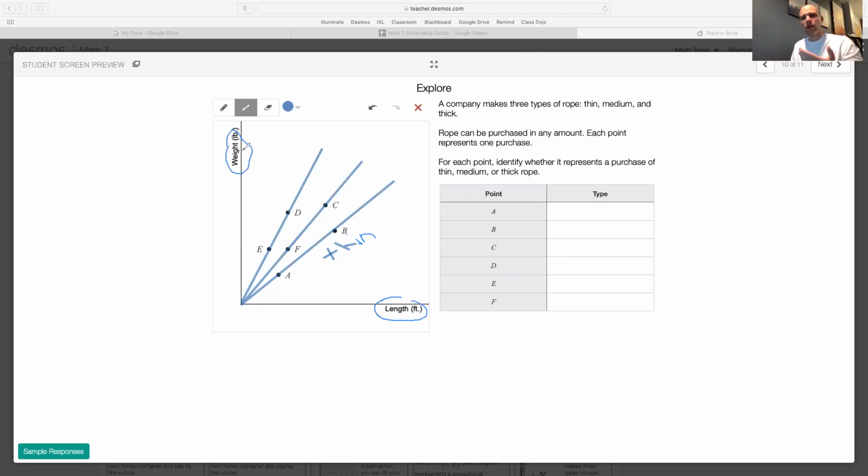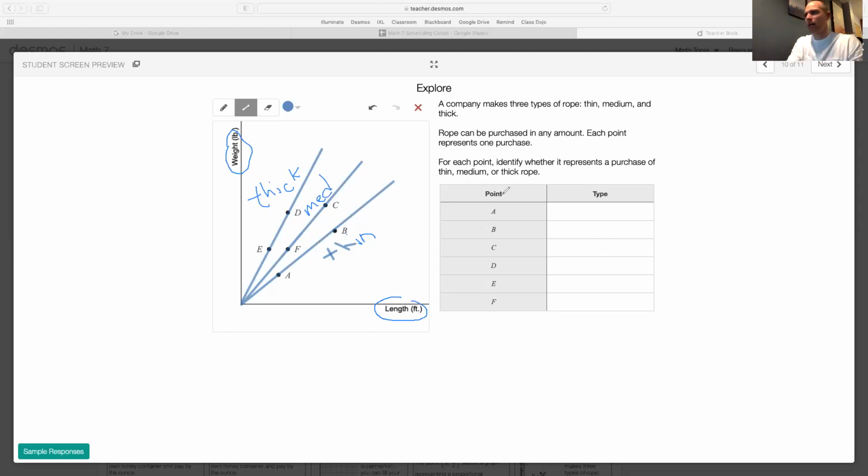Okay, so thicker rope should weigh more, right? As you get more length of it, you're going to get more and more weight on a thicker rope. So the ones with the higher slopes, the ones that are going up faster, means you're getting more weight for each length. So that's got to be the thickest one. So the E and the D are going to be the thick ones, and F and C, I meant, are going to be the medium.